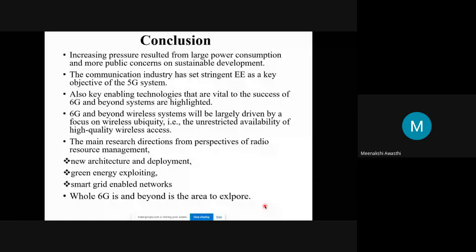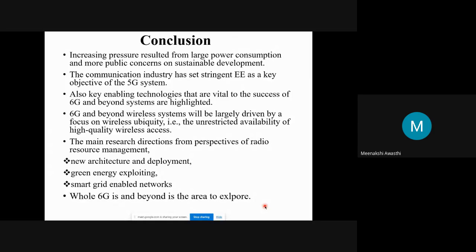So, increasing pressure resulted from large power consumption and more public concern of sustainable development. We have to think about the green area of 5G. The communication industry has set stringent energy efficiency as a key objective of the 5G system. Energy efficiency, not only of 5G but 5G and beyond, will always be a main area of research. This area will never fade for research. Energy efficiency improvement is a major requirement for industry.